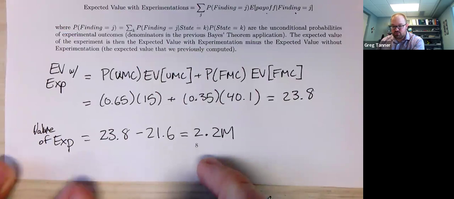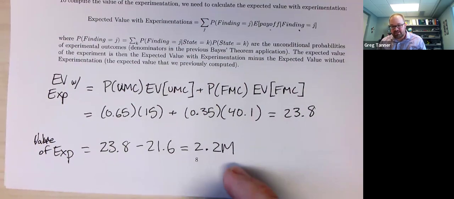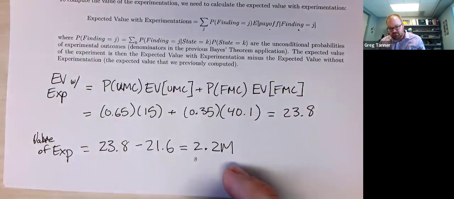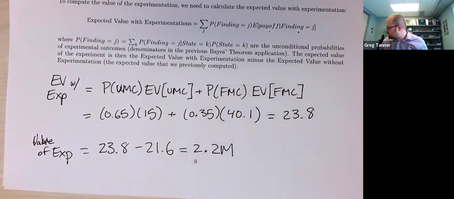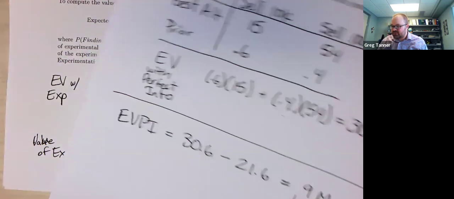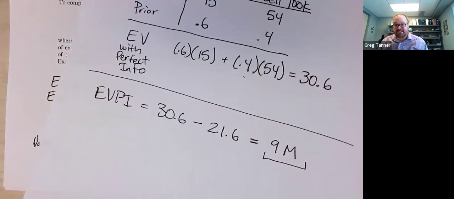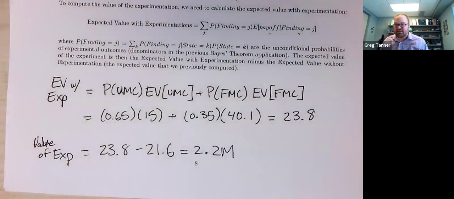Notice that this 2.2 million is quite a bit less than the expected value of perfect information. I think we computed, yeah, here's the right piece of paper. The expected value of perfect information is 9 million. And so of a potential 9 million that we could get from market research, we'd only expect to get 2.2 million. And that's because our market research is not perfect information.